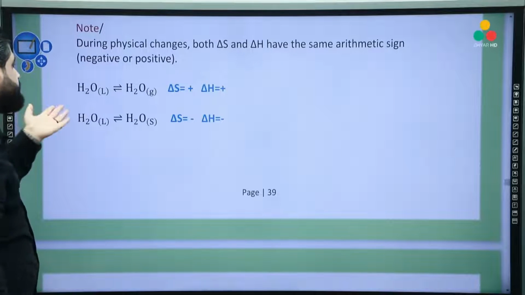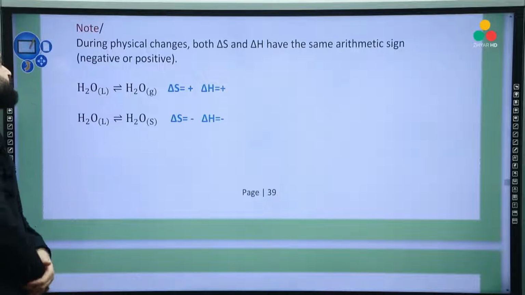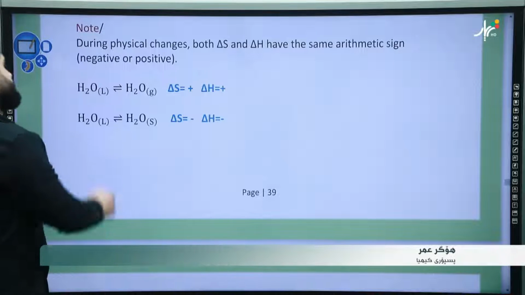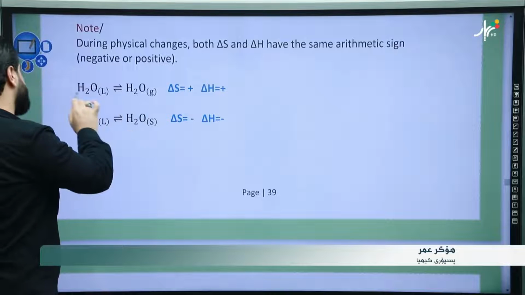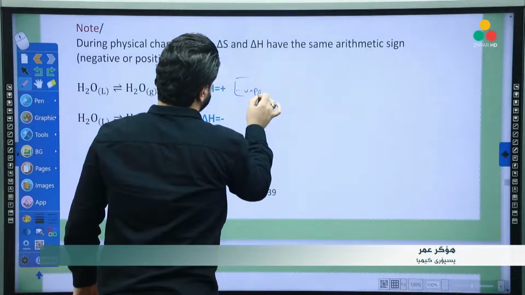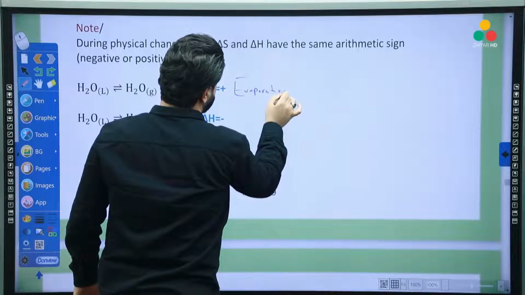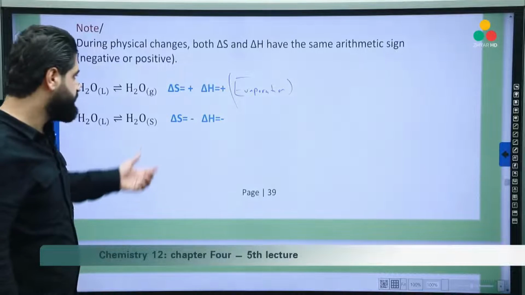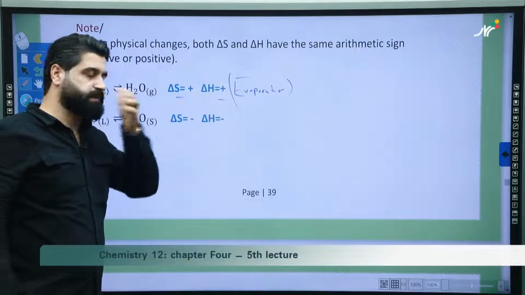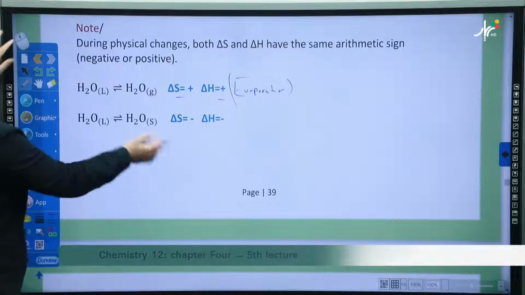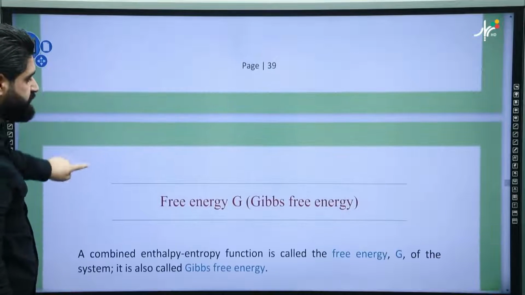Okay? And I have told you this note many times. During physical change, both delta H and delta S have the same arithmetic sign, negative or positive. Look, conversion from liquid to gas phase is evaporation. Evaporation is a physical change, so the values of delta S and delta H must have the same arithmetic sign, and for the others it will be the same.